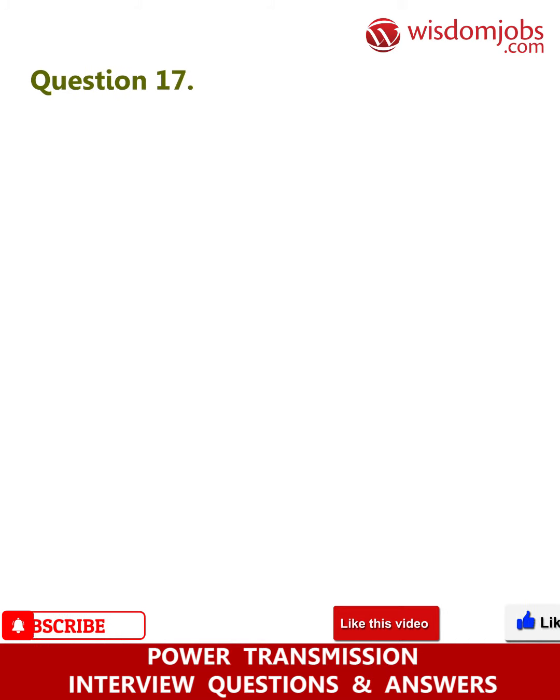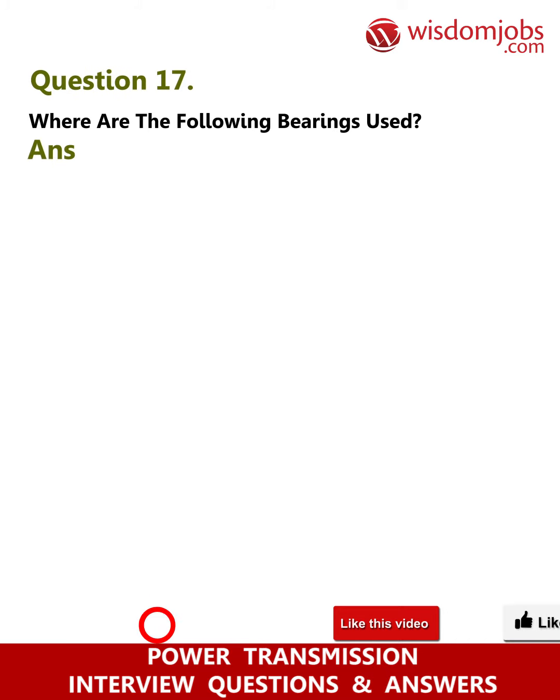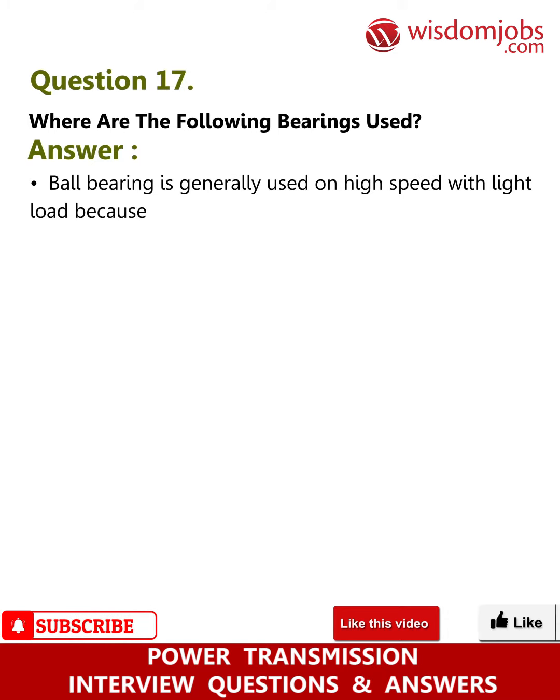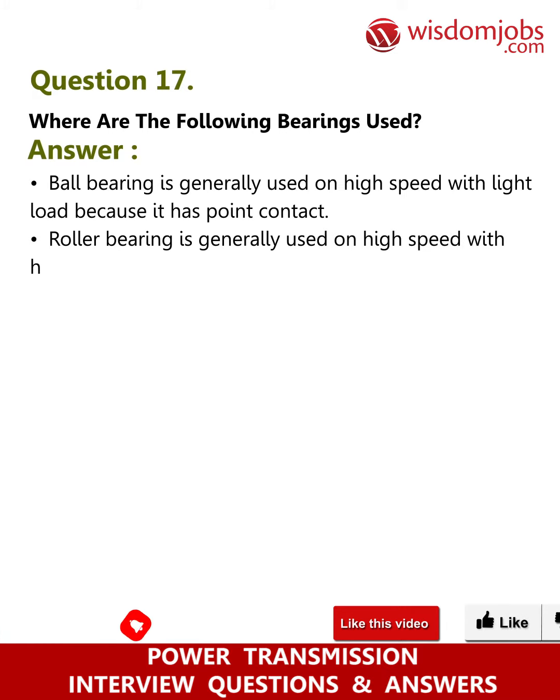Question 17. Where are the following bearings used? Answer. Ball bearing is generally used on high speed with light load because it has point contact. Roller bearing is generally used on high speed with heavy load because it has line contact.